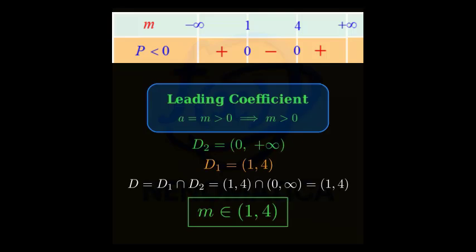The second condition for always positive is that the leading coefficient is greater than 0. In our case, it equals m, so m must be greater than 0. This gives domain 2 as 0 to infinity. Finally, we intersect the two results. From the discriminant condition, we found domain 1 is the open interval 1 to 4. Intersecting with m greater than 0 leaves the same open interval 1 to 4. Therefore, the set of all m values is the open interval from 1 to 4.